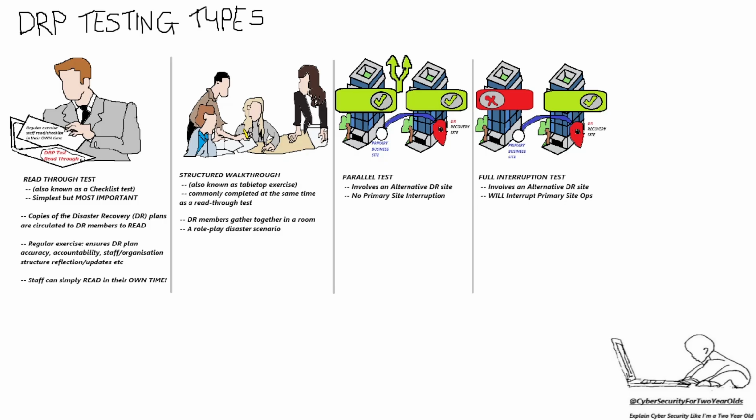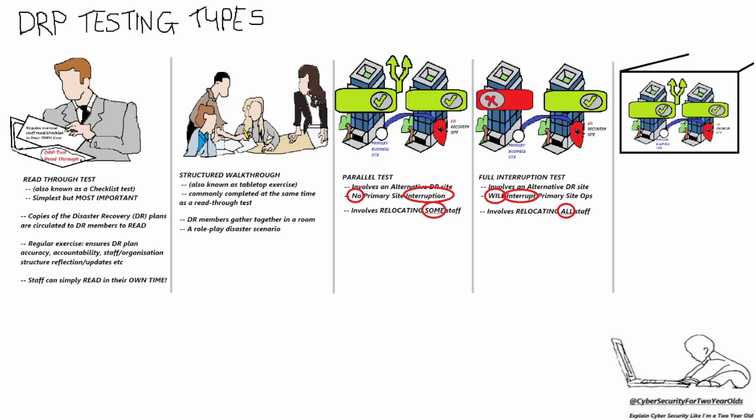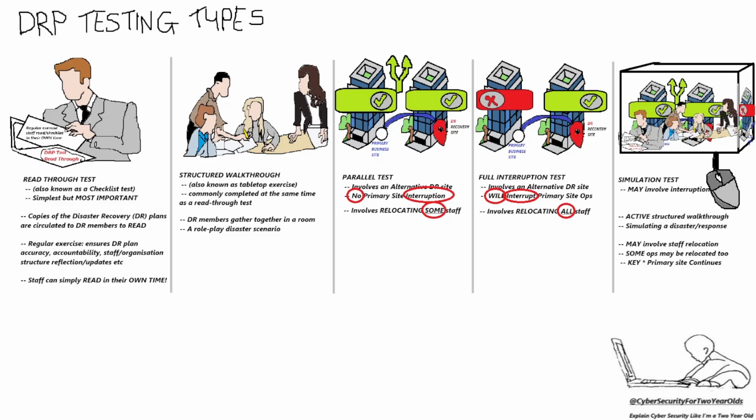The beauty of this full interruption test, however, is that it is the most accurate way to gauge how a business will enact its disaster recovery. Interestingly, there is a hybrid type of test which combines the parallel and full interruption test pros and cons. This is known as a simulation test, which may involve some interruption, but is largely controlled through a simulation. So now we know the types of DR tests. Here are some important keynotes around disaster recovery planning for the CISSP exam.